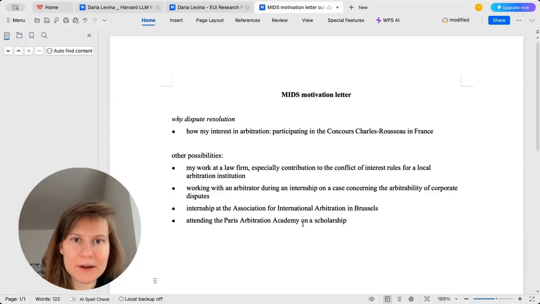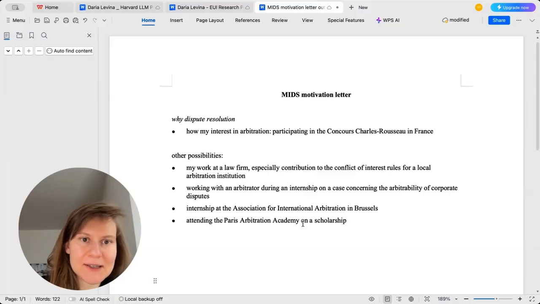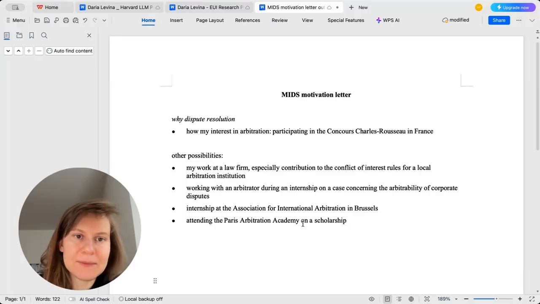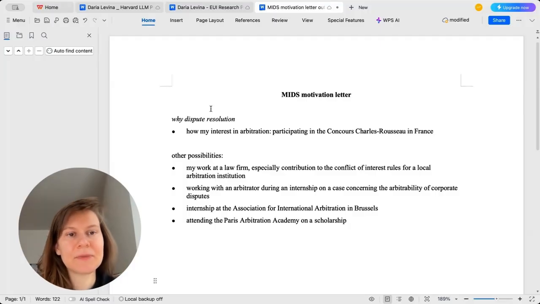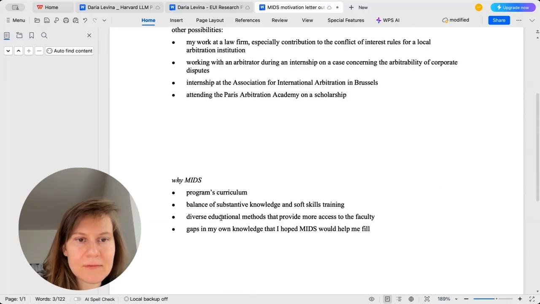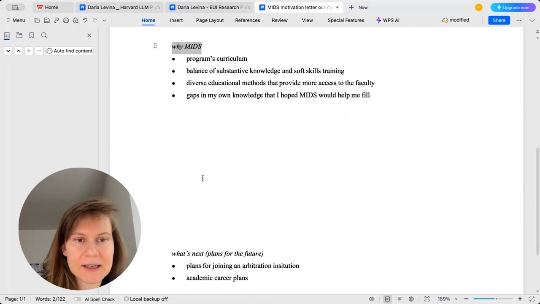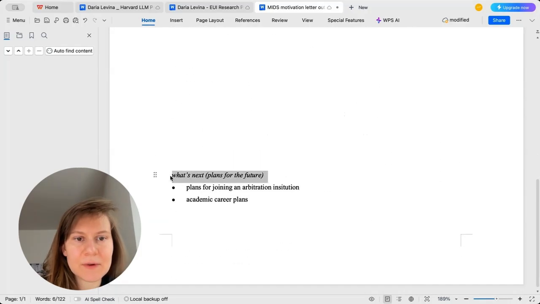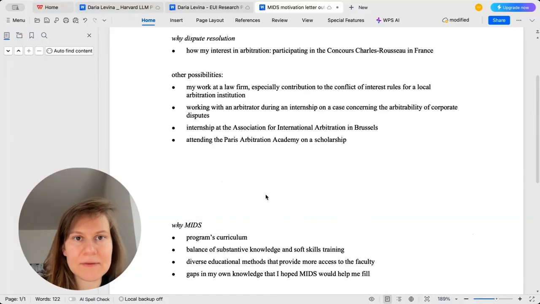I have 3 parts to my MIDS motivation letter, and I usually don't title sections of my motivation letters or personal statements, but for this one I did because I thought it worked well with what the MIDS website said they wanted to see. The first section was why dispute resolution, the second was why MIDS, and the third one was what's next and plans for the future.